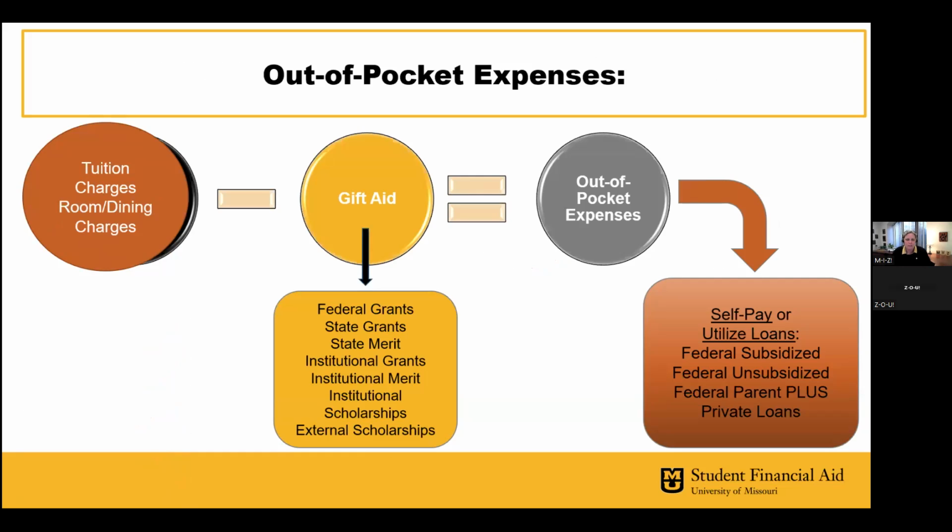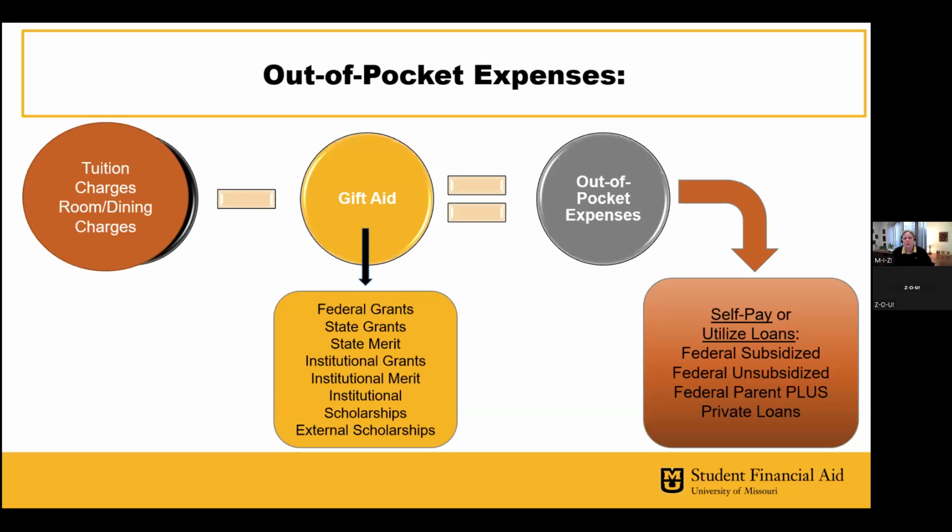Well, the gift aid, that's your financial aid that you're receiving. And not everybody gets all of those programs. Those are just examples of the different things that could apply. But you want to know how much is remaining that you have to pay to the university after that gift aid applies. And that's your out-of-pocket expenses. And so from there, a student and their family has to have a plan of how they're going to pay for the education beyond that. So if you still owe money to the university after your gift aid applies, then you have to have a plan to be able to pay for that.